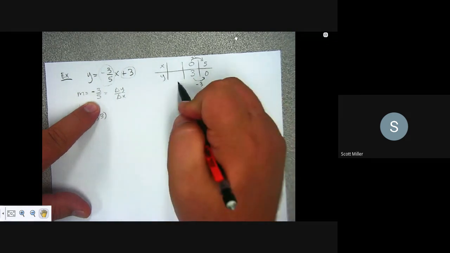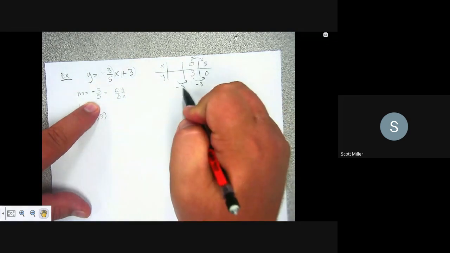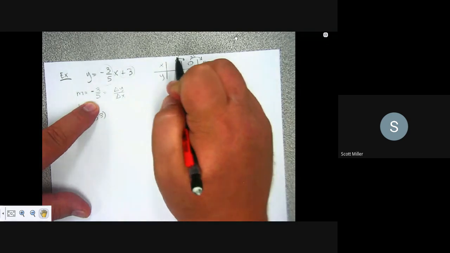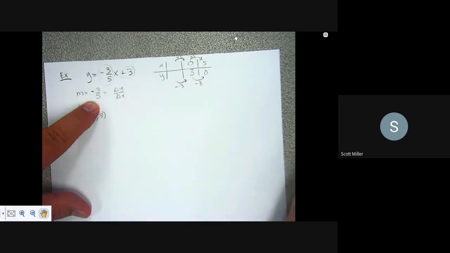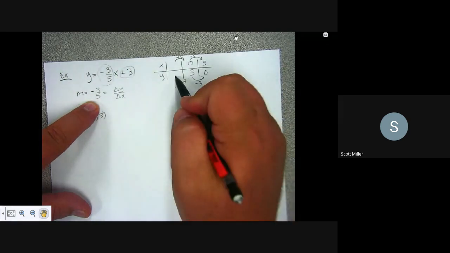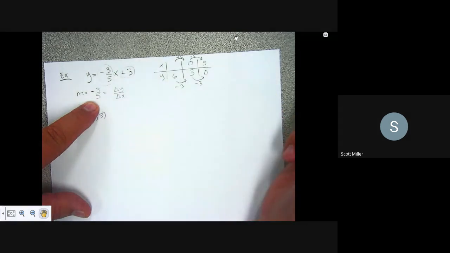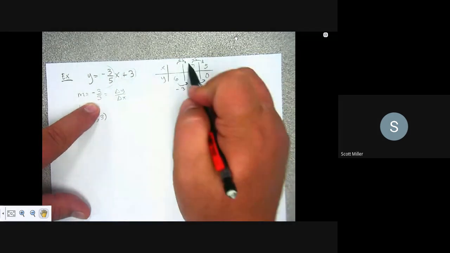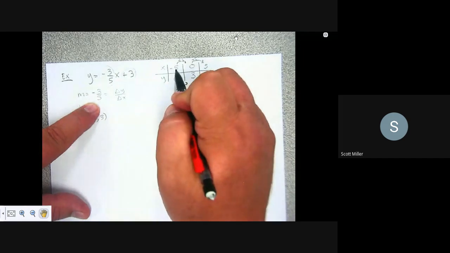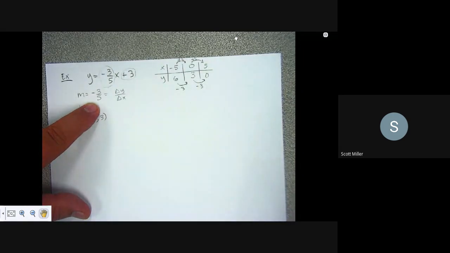And then this number from here to here had to be a subtract 3, and from here to here had to be a plus 5. So what number minus 3 gives me 3? 6. What number plus 5 gives me 0? I can use the slope to help me make this table, can't I? So that's one methodology for finding your table.